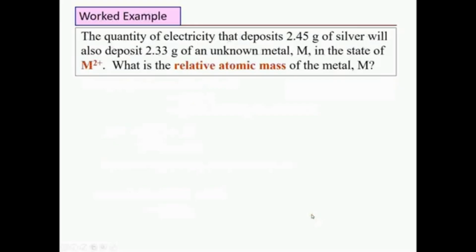Now let's look at another example. Here you are given the quantity of electricity required to deposit 2.45 grams of silver. The same quantity of electricity also deposits 2.33 grams of an unknown metal M. This M has an oxidation state of +2. The cation is M2+. You are required to calculate the relative atomic mass of M.